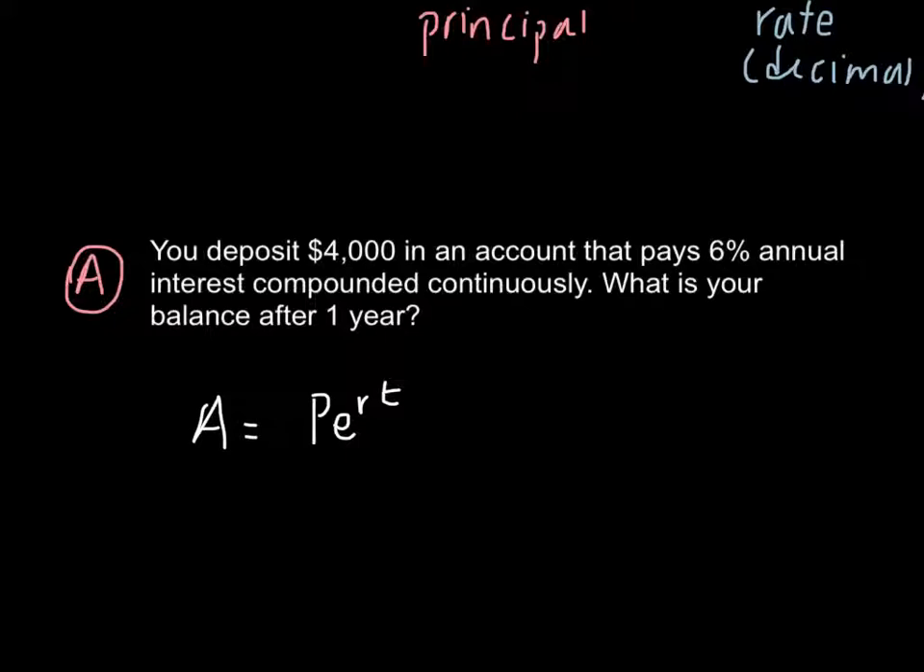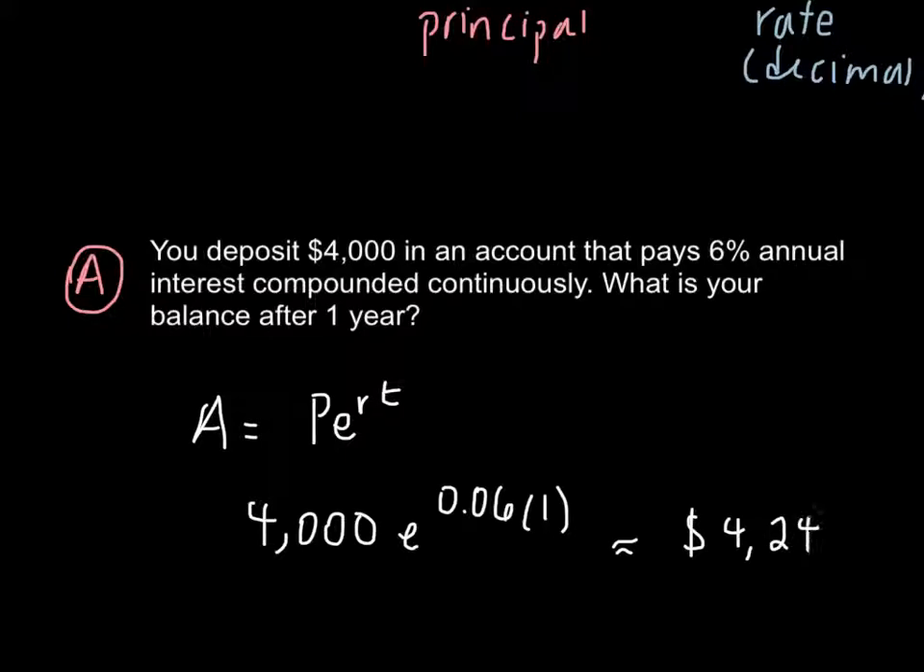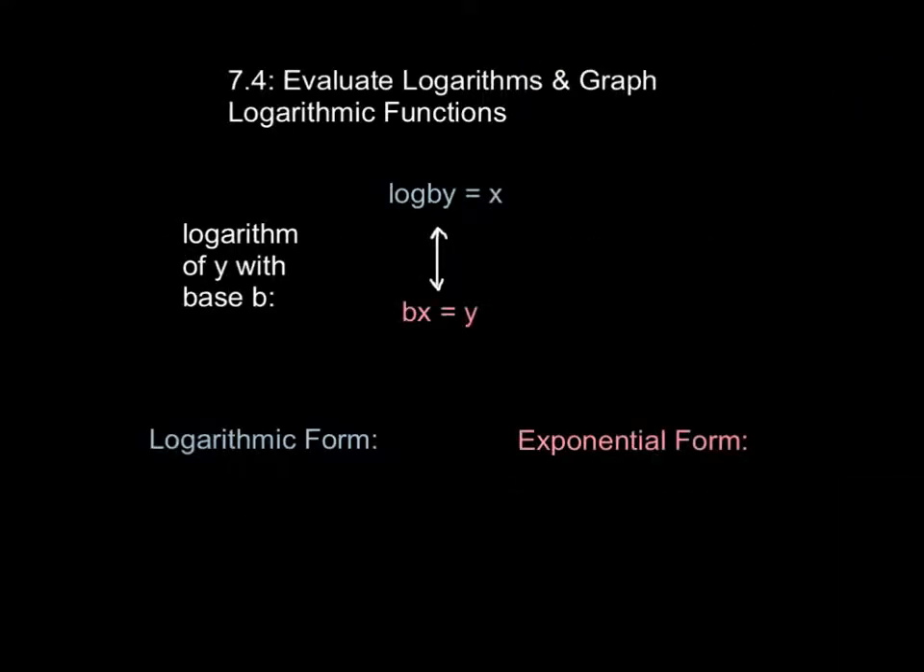So for our principal, let's plug in 4,000 times e raised to the 0.06 times 1 year. This approximately is $4,247.35, and you're going to be using a calculator to approximate this value. The key concept really is knowing the formula and how to plug into it. So, section 4, evaluate logarithms and graph logarithmic functions.